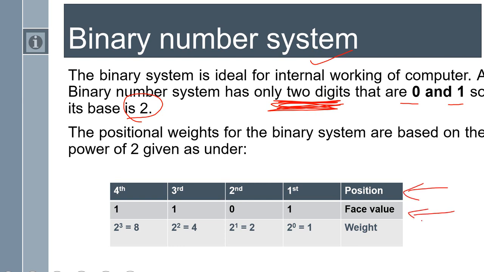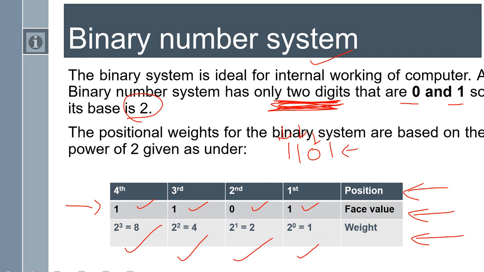Like positions, face value, weight. Here is the number 11101. This is a binary number. So the position of this number is 1, and next is 2, next is 3, and next is 4. And the weight is 2 raised to power 0 is equal to 1, 2 raised to power 1 is equal to 2, 2 raised to power 2 is equal to 4, 2 raised to power 3 is equal to 8. So we will multiply the face value with the weight, and after this add the results.